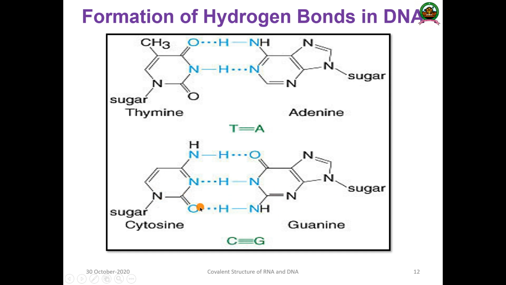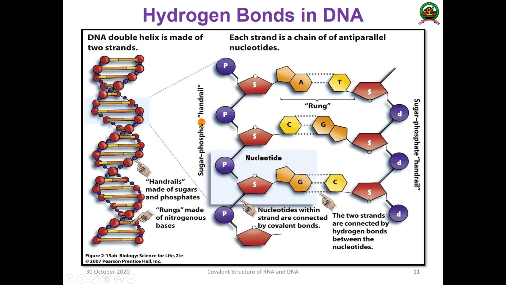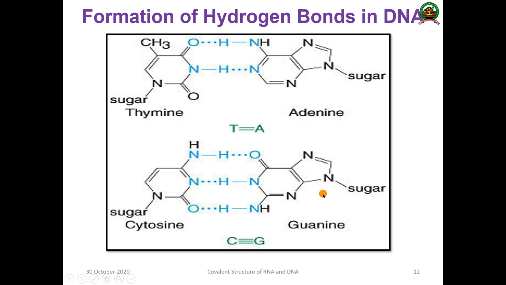And there is also formation of an OH bond. What is that? Hydrogen bond. OH bond, NH bond, and NH bond. So this is hydrogen bond, hydrogen bond, hydrogen bond. 3 hydrogen bonds. You can see how perfectly these structures are arranging, and that is why you are getting this. You can see C triple bond G.